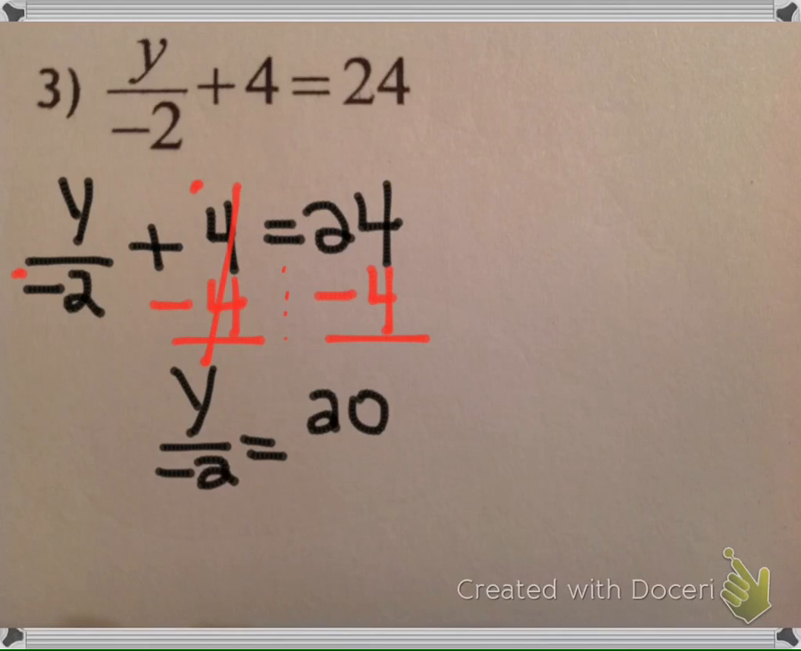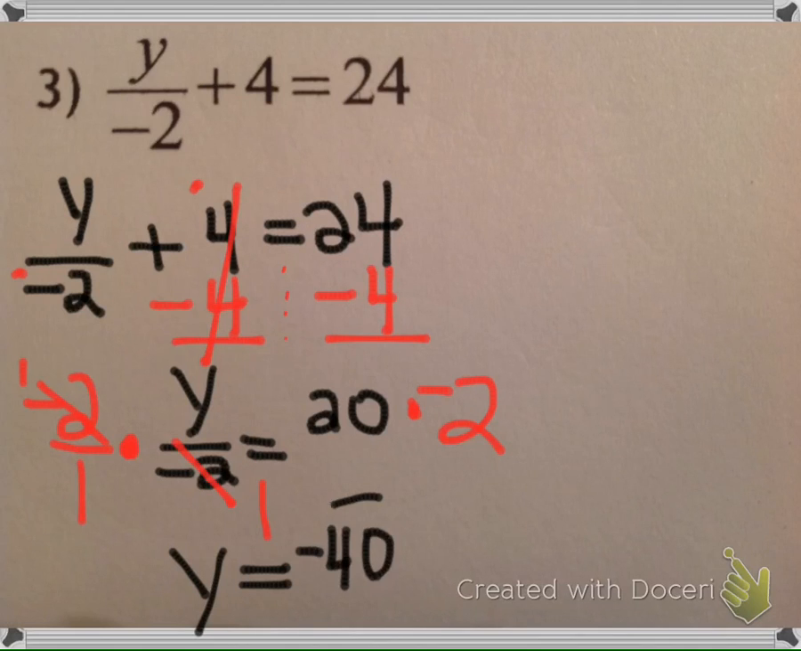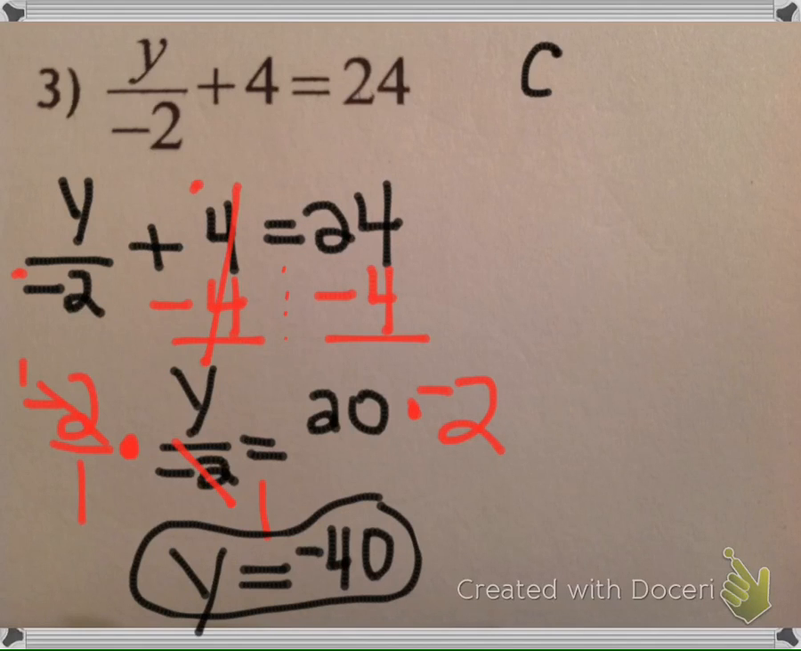Now I need to get rid of that -2. Okay, well this is division here, right? So the inverse of division is multiplication. So in order to get rid of that -2, I'm going to multiply by a -2 to cancel out the negatives too. Whatever I do to one side, I have to do to the other. -2 and -2, that cancels out to be 1. I'm left with y on the left-hand side of the equation. And then 20 times -2 is -40. So y equals -40. Now I'm going to plug in my y to do my check.